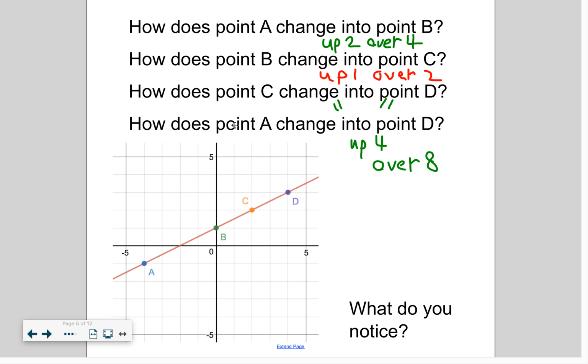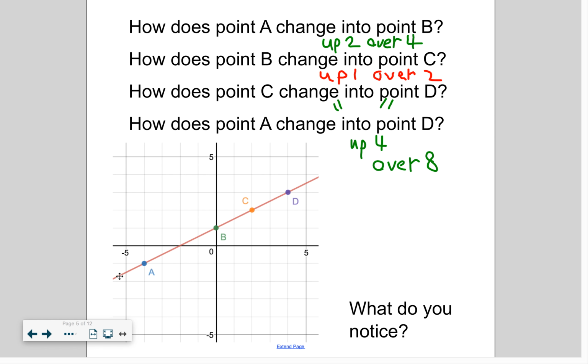What you should have figured out was that point A to B is going up 2 and then over 4, right? 1, 2, 3, 4. From B to C, it goes up 1 over 2. From C to D, same thing, up 1 over 2. And then from A to D, it goes up 4, 1, 2, 3, 4, and over 1, 2, 3, 4, 5, 6, 7, 8. So what we see here is that all of these changes are actually directly proportional to one another, right? 2 and 4 is the same thing as 1 and 2, right? 4 and 8 is the same thing as 1 and 2. So this change is actually consistent throughout the entire line.